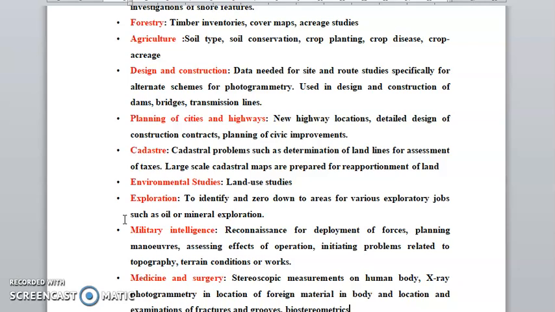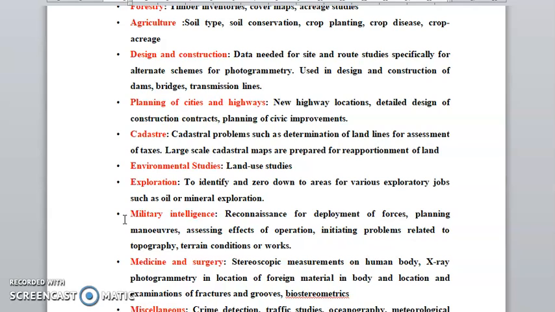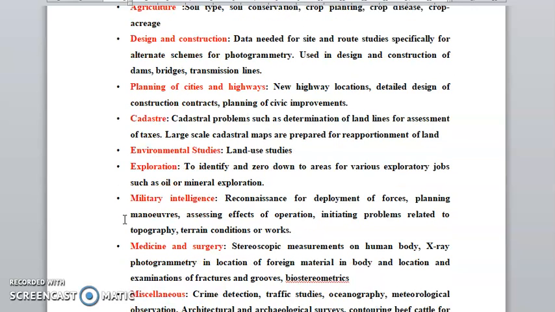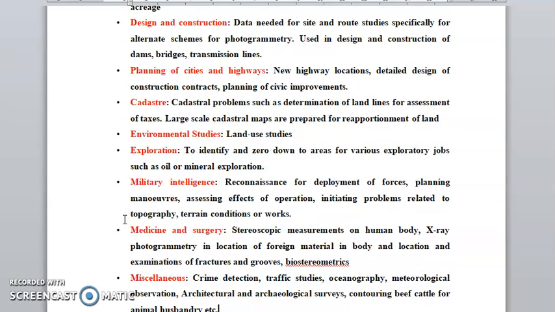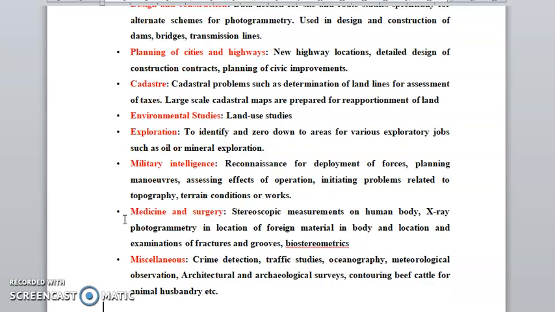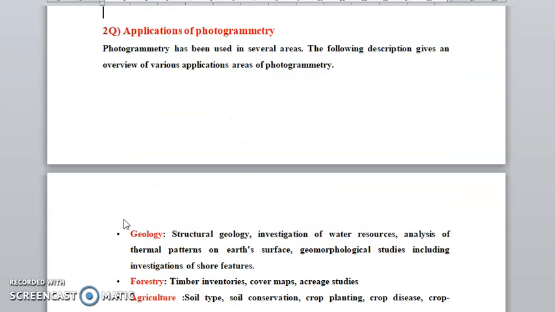For medicine and surgery: stereoscopic measurement of the human body, X-ray photography in location of foreign materials in the body, and examination of fractures, bruises and bioinstruments. Then miscellaneous: crime detection, traffic study, oceanography, meteorological observation, architecture, archaeological survey, counting beef cattle for animal husbandry, etc. These are the applications of photogrammetry.